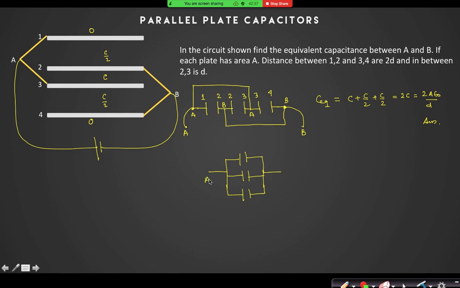Right? In between A and B only. So what is the equivalent capacitance? This is C, this is C by 2, this is C by 2. So equivalent capacitance will be 2C.